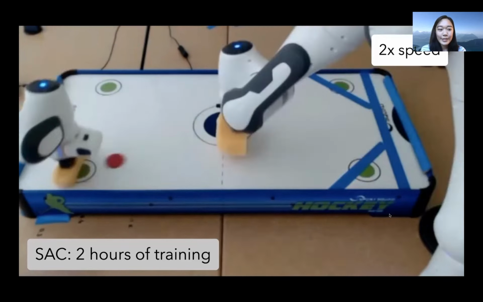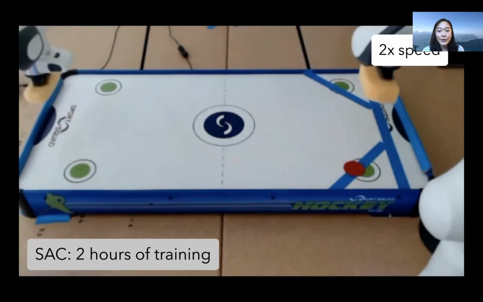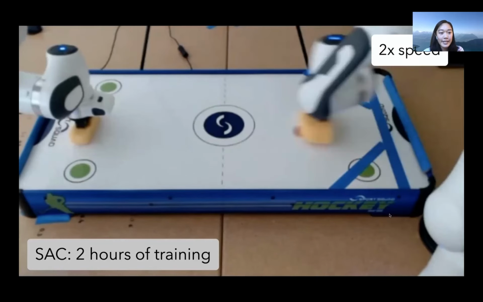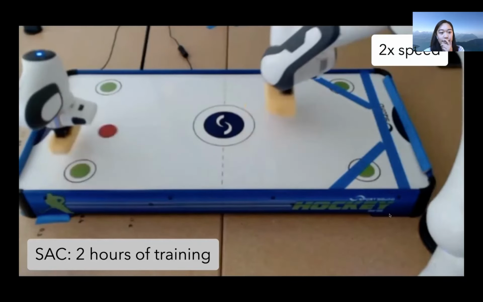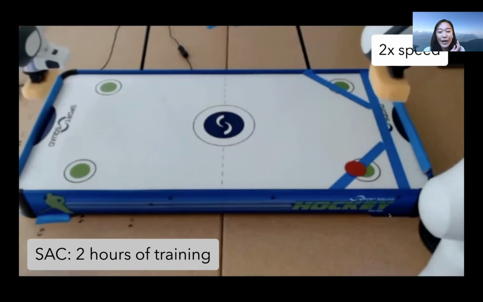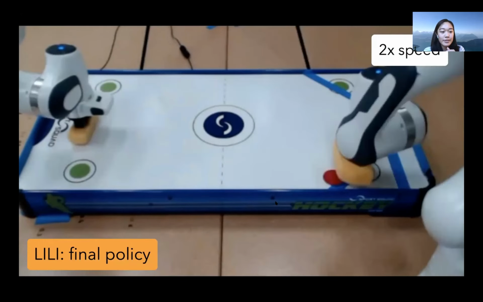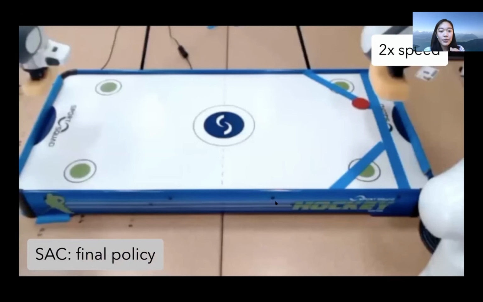This first policy was trained with soft actor critic, and we see that the agent only learns to block on its left side. Oh, sorry, on its right side. But near the end of training, it does end up switching to blocking left instead. And as a reminder, blocking left will earn it higher reward.